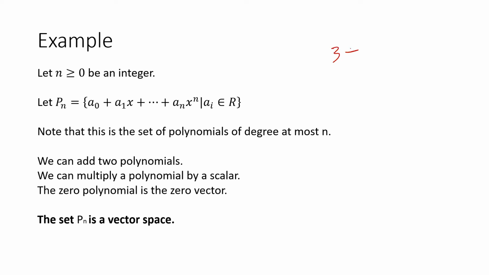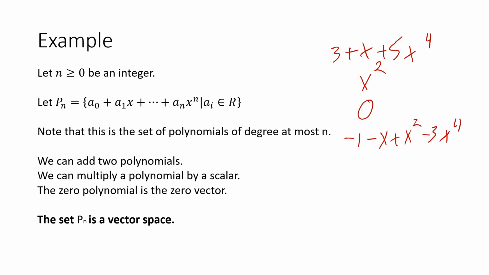So things like 3 plus x plus 5x to the 4. Things like just x squared by itself. The number 0 is a polynomial of at most degree 4. Negative 1 minus x plus x squared minus 3x to the 4. All of those things, you take every single one of those. That is a vector space. Why is it? Go back to those properties, and you'll see that those properties apply to this set.